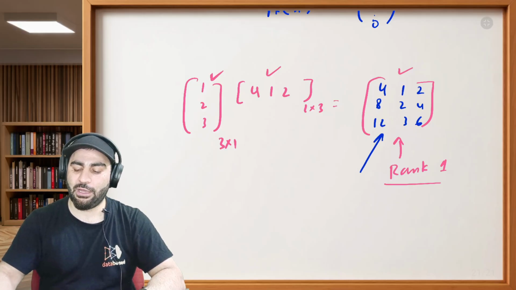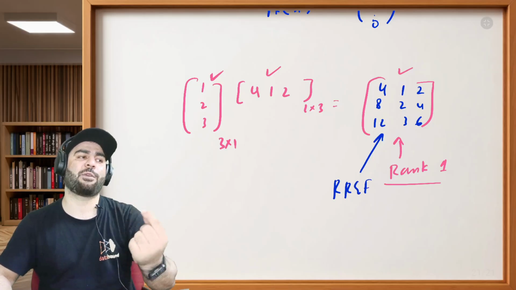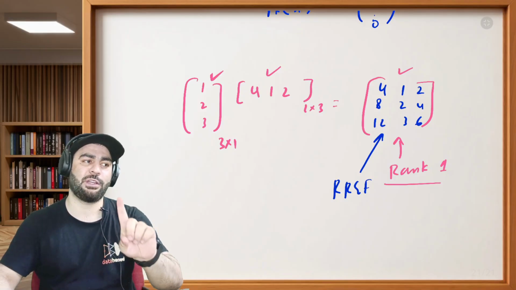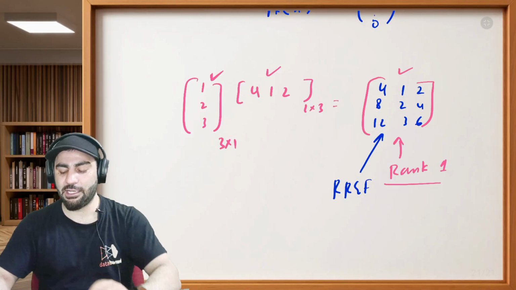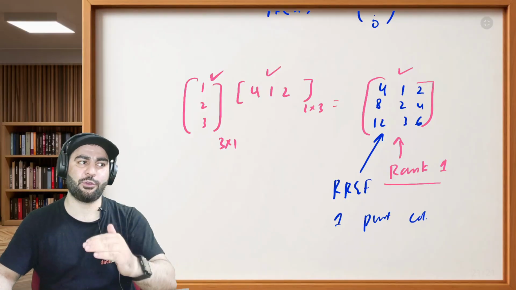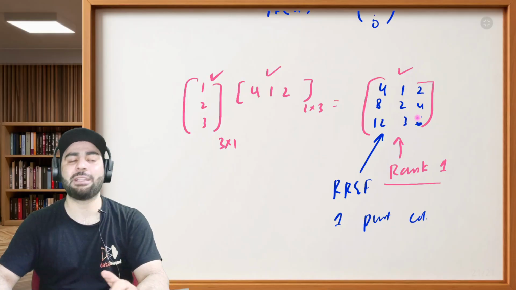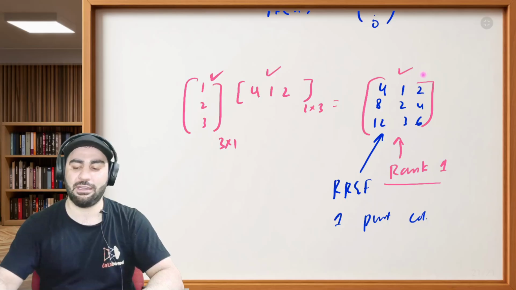So if you reduce it to row reduced echelon form, what will you get? You will get just a rank 1 matrix. Only one column is independent. You will get one pivot column if you reduce it to row echelon form, because there is only one vector which is independent and the other vectors are dependent. So these three vectors are dependent on each other.